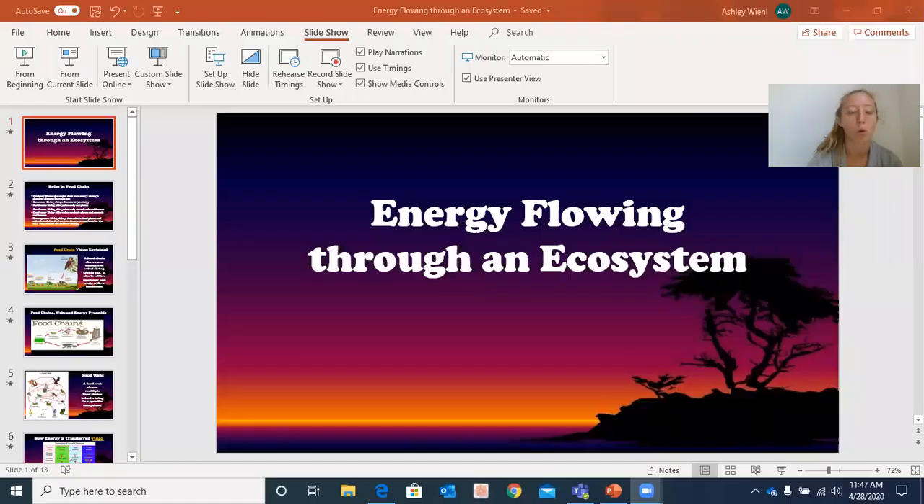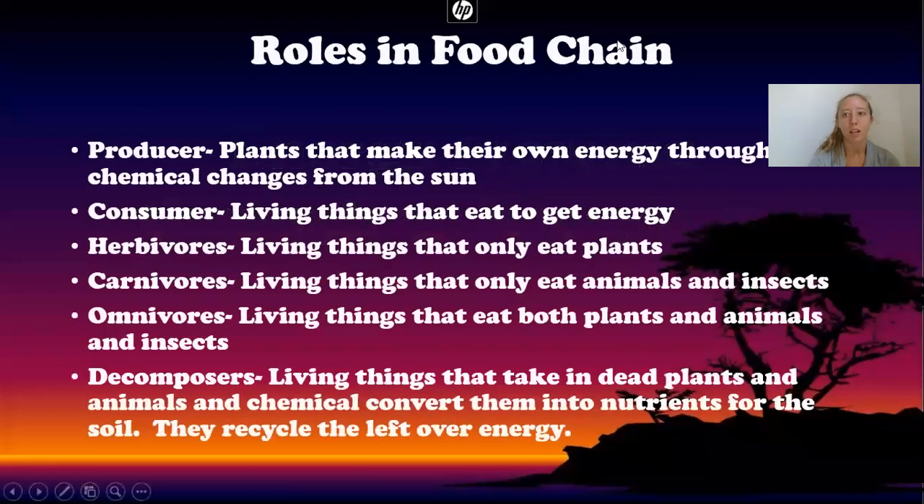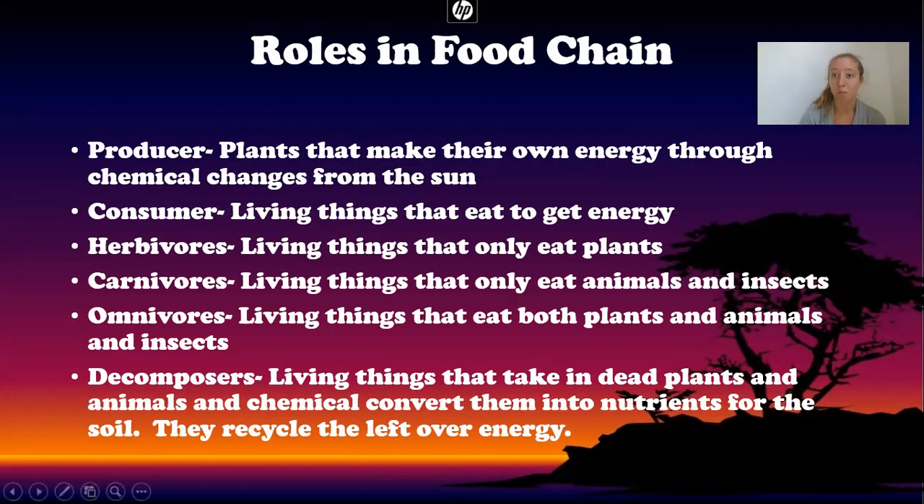I'm going to share my screen with you guys, and we're going to go through the PowerPoint. All right, perfect. So we're going to talk about energy flowing through an ecosystem. Now, in your PowerPoint, the slides may be in a little bit different order. This may have been the last slide, but I want to go over this first because these are very important vocabulary words that I will be using throughout the narration, throughout the unit, and probably your teachers will be using these words too. So it's important that we're all on the same page.